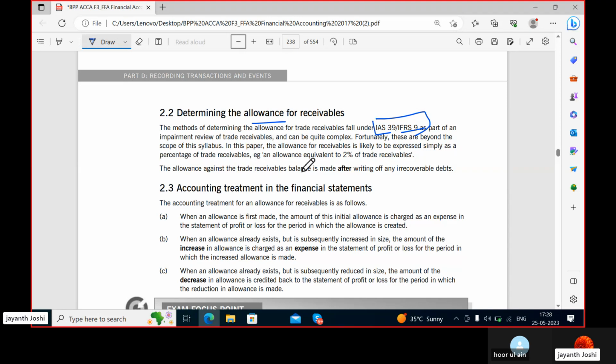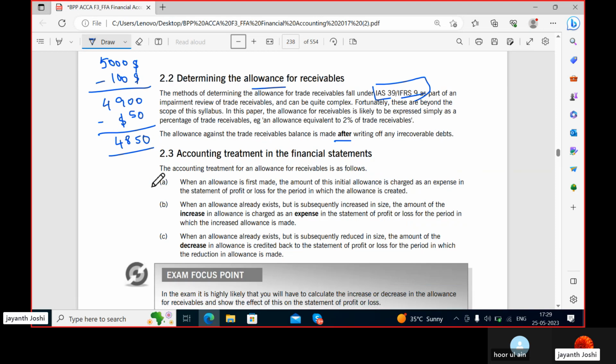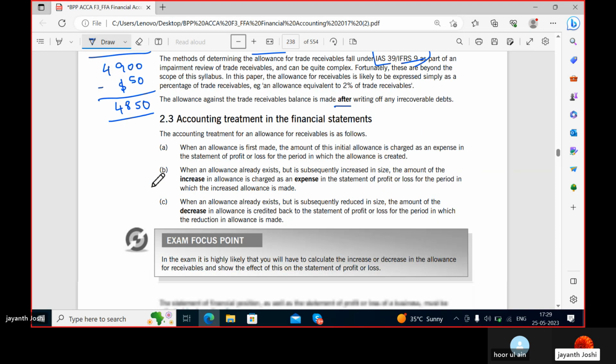Now, allowance against the receivables balance is made after writing off any irrecoverable debts. So, say the amount of receivables is $5,000. Out of that, irrecoverable debt is $100. So first of all, we will deduct this. We get 4,900. From this, we will show the doubtful one. Suppose doubtful is $50, so we'll show allowance for receivables as 50. So now this will become 4,850. So this is how it works. Now we will check the accounting treatment.